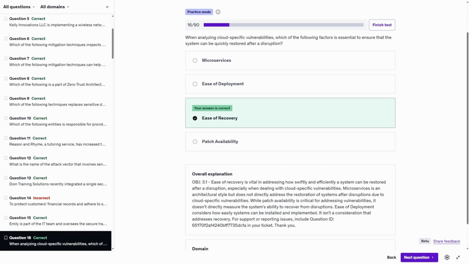Microservices is an architectural style, but does not directly address the restoration of systems. While patch availability is critical for addressing vulnerabilities, it also does not directly measure the system's ability to recover from disruptions. Ease of deployment considers how easily systems can be installed and implemented, but this isn't a consideration that addresses recovery.